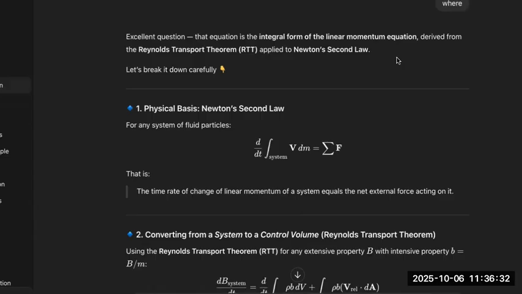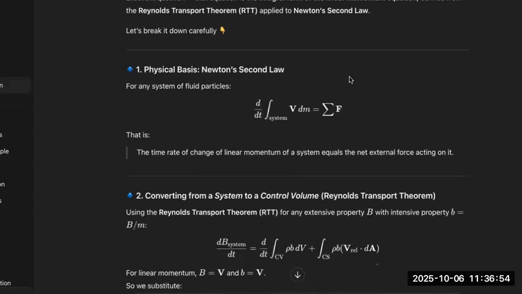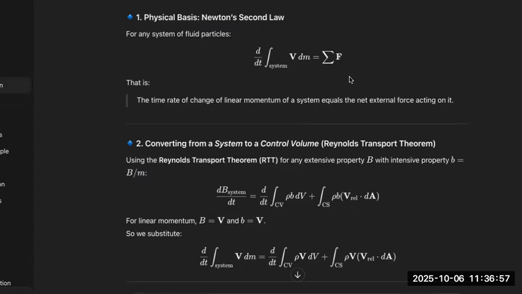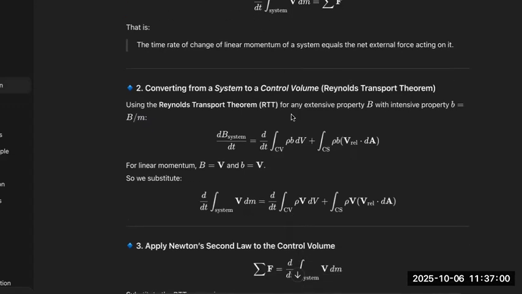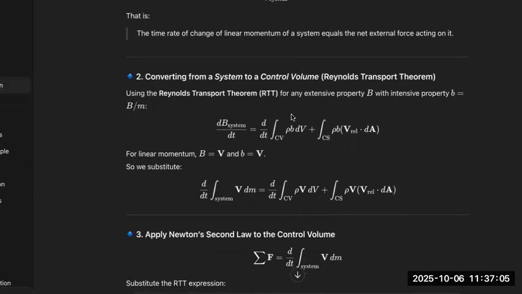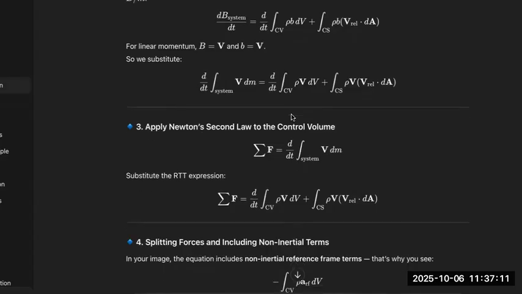Newton's second law. So the physical basis of Newton's second law is that for any system of fluid particles, d over dt of the integral of v dm over the system is the time rate of change of linear momentum of the system, which equals the net external force acting on it. So converting from a system to a control volume using Reynolds transport theorem. Using the Reynolds transport theorem for any extensive property B with intensive property b equals B over m, we can derive it as such.